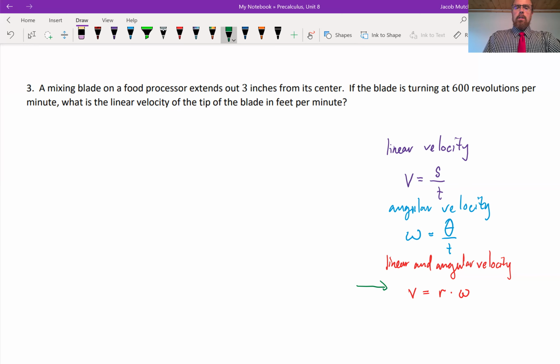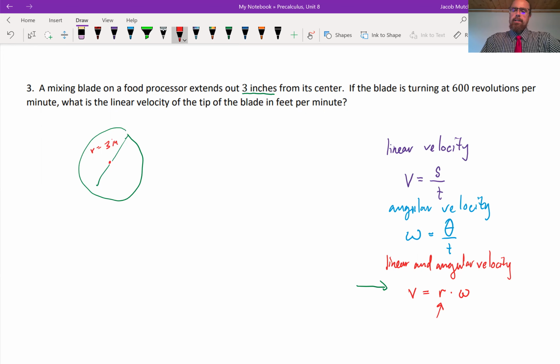So I think we're in luck here. If we think about this situation, the radius is given by this 3 inches from its center. I don't know what a mixing blade looks like, probably something like this, but it's definitely turning in a circle. And so if that mixing blade extends out 3 inches from the center, that in fact is the radius. So I've got one piece, I've got the radius.